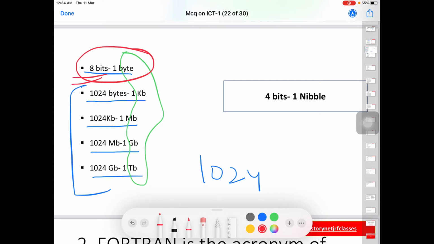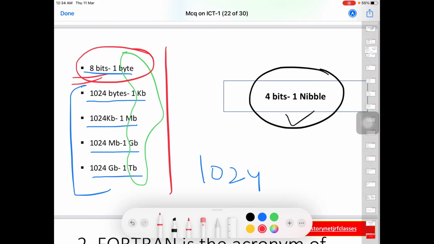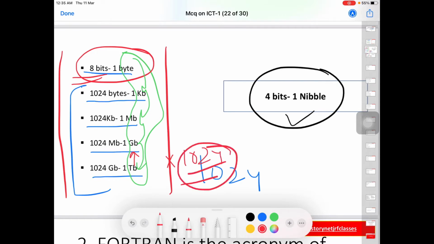And one more thing here: 4 bits equals 1 nibble. Okay, so 4 bits equals 1 nibble. Remember this and this relationship. I hope you have understood how to remember them. You just remember these things: byte, then KB, then MB, then GB, then TB, and everything that TB has a relationship with GB in the form of 1024. That is the unit value that they have.